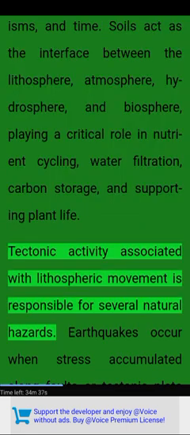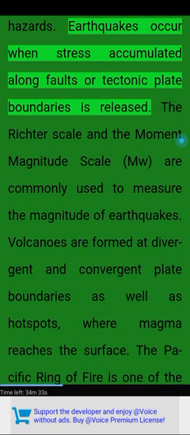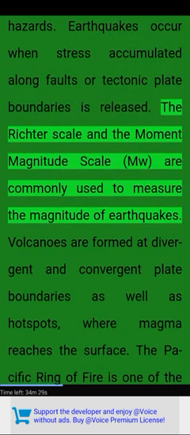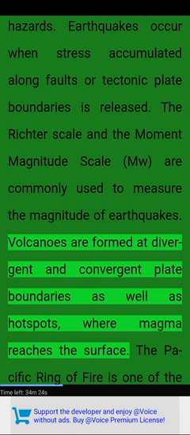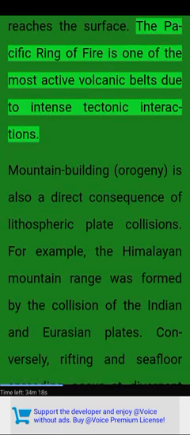Tectonic activity associated with lithospheric movement is responsible for several natural hazards. Earthquakes occur when stress accumulated along faults or tectonic plate boundaries is released. The Richter scale and the moment magnitude scale (Mw) are commonly used to measure the magnitude of earthquakes. Volcanoes are formed at divergent and convergent plate boundaries as well as hotspots, where magma reaches the surface. The Pacific Ring of Fire is one of the most active volcanic belts due to intense tectonic interactions.